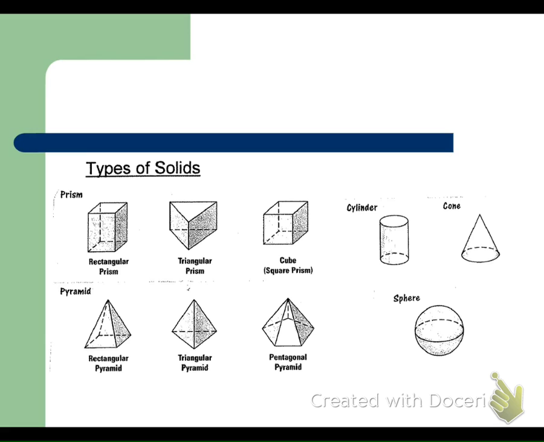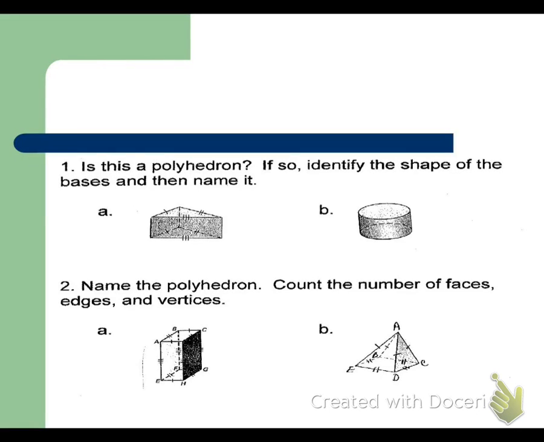Oh, you want us to draw? At this moment, you are going to draw them on your page. So is this a polyhedron? Yes, because it is formed by polygons. And what is the shape of the base? Triangle. And then what do we call this? Triangular prism. Yep, triangular.